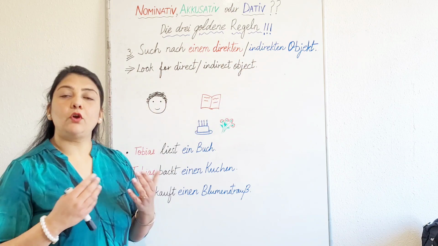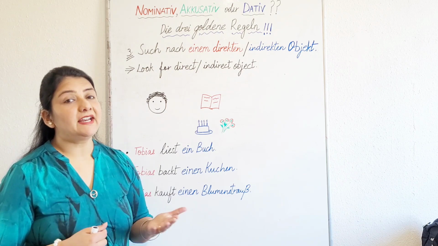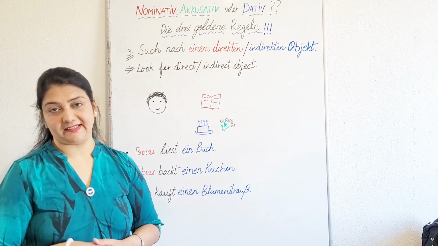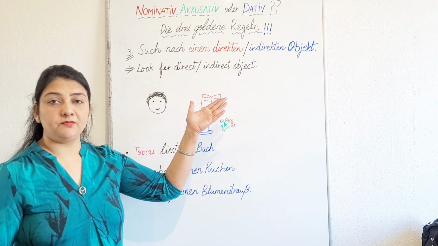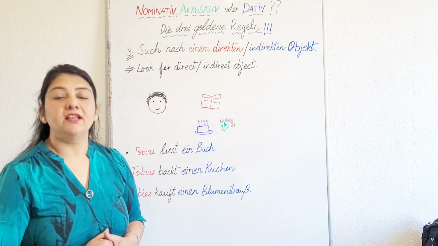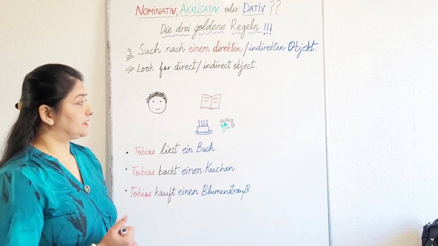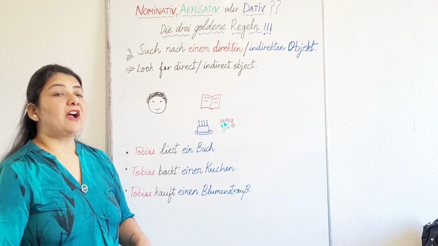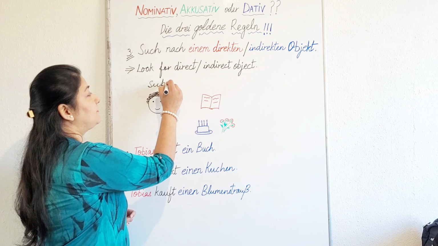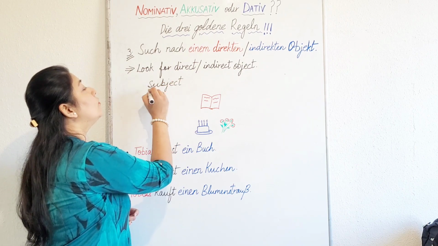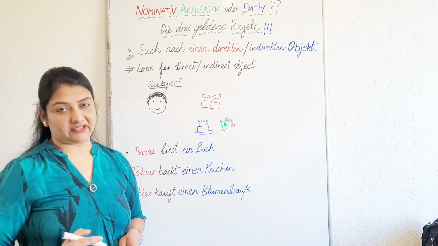Ja? If you also don't have a dative verb in a sentence, then you look for direct or indirect objects in the sentence. Yeah? I have talked about direct and indirect objects earlier too in my videos, but I'm going to give you a short overview again. Now, in a sentence, you have a subject. Yeah, that is the subject. And who is the subject? Subject is the one who does the activity, yeah, who is doing the action.